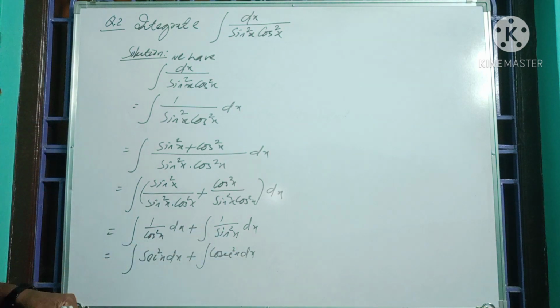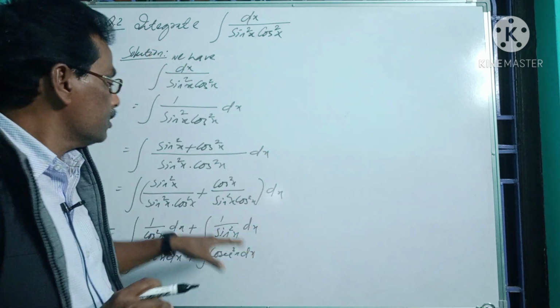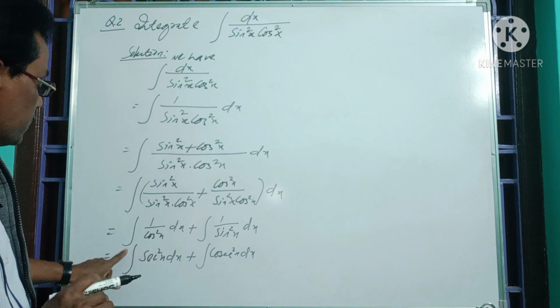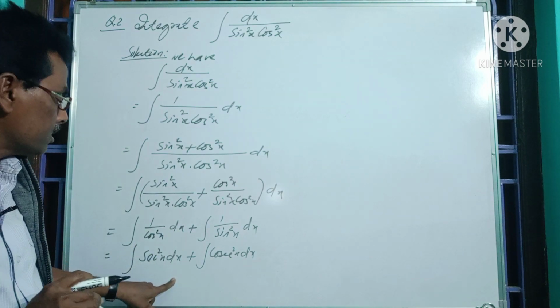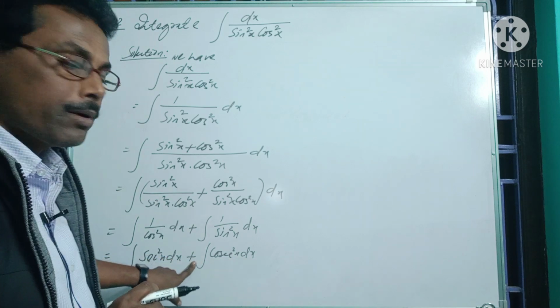Now see, the original integrand was not in formula form or standard form for integration. So after careful transformation, the integrand transforms into integration of sec square x with respect to x plus integration of cosec square x with respect to x, where both the integrands are in formula form for integration.